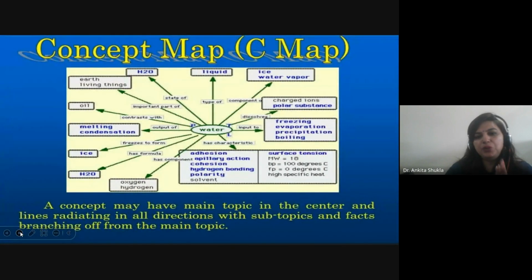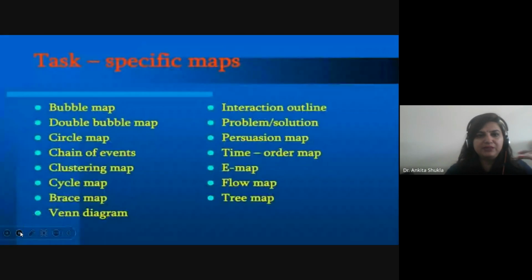A mind map has the main topic in the center and lines radiating in all directions, with subtopics and facts branching off from the main topic. Then the task specific maps: bubble map, double bubble map, circle map, chain of events, clustering map, cycle map, brace map, Venn diagram, interaction outline, problem solution, persuasion map, time order map, flow map, and tree map. These are the task specific maps.